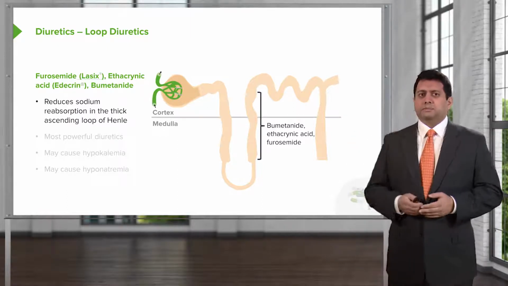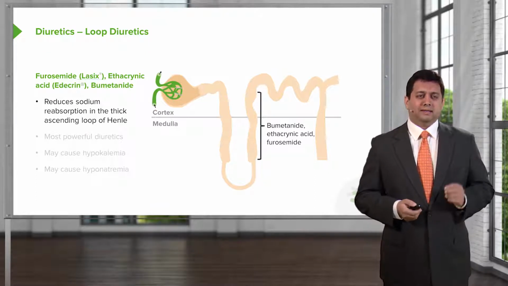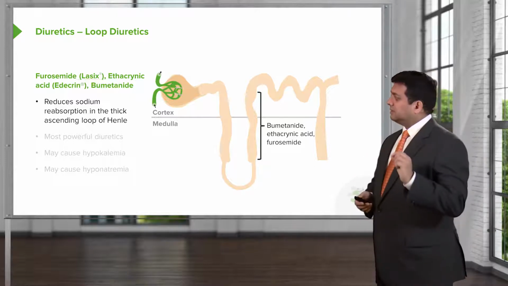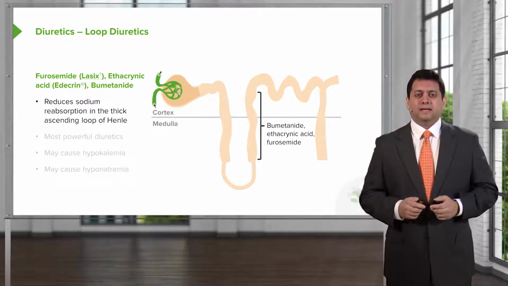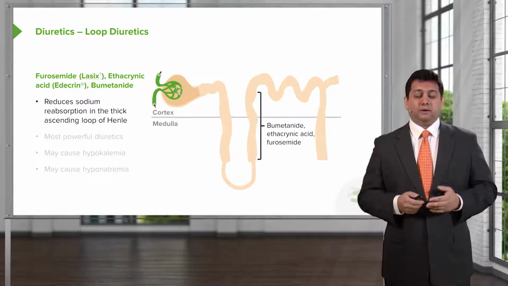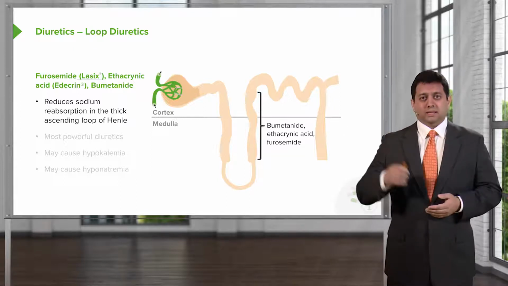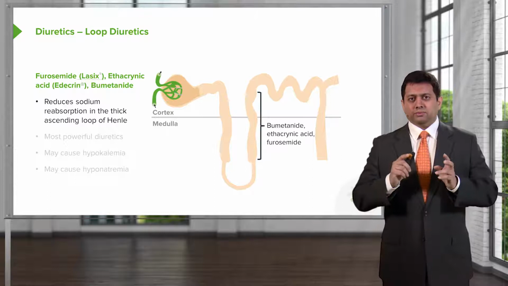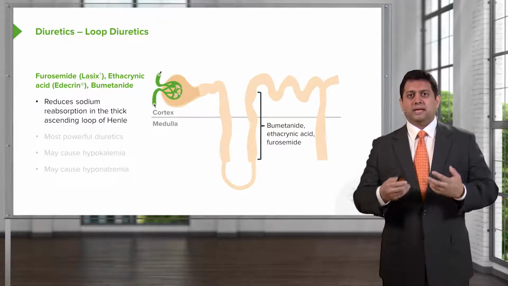How it works is by reducing sodium reabsorption in the thick ascending loop of Henle. That's a good exam question, by the way, so I want you to remember that loop diuretics work in the thick ascending loop of Henle. And so it's going to be very powerful because it alters the countercurrent mechanism that you see in your loop in the kidney.